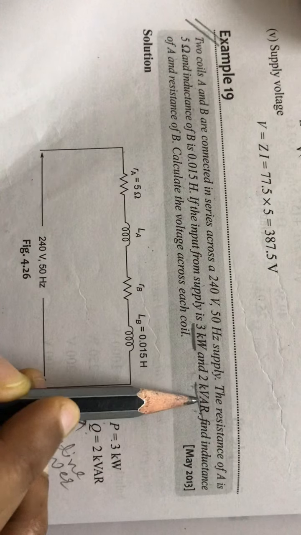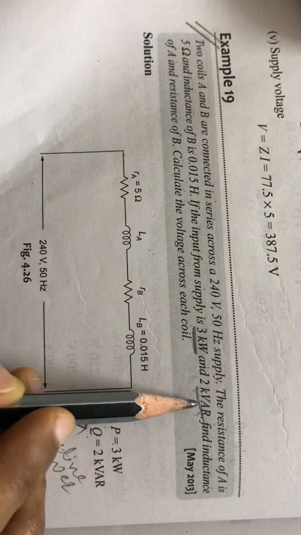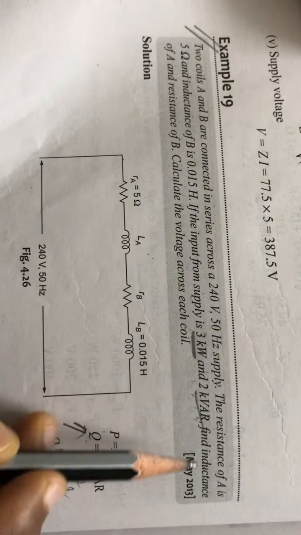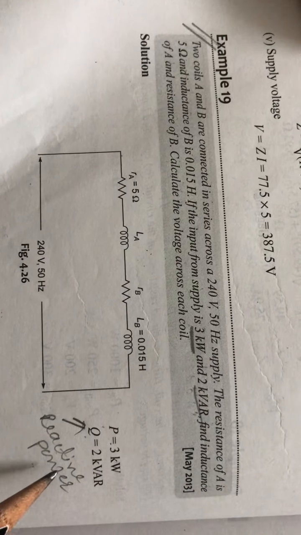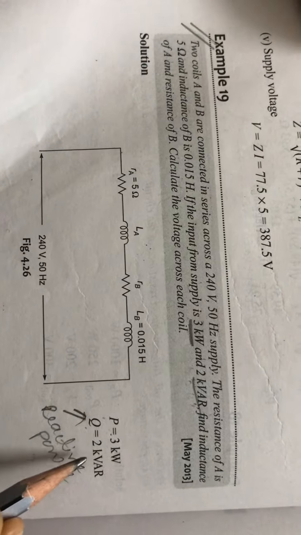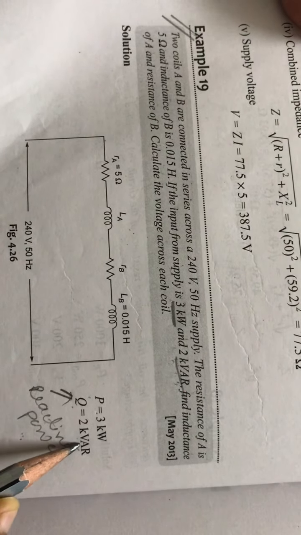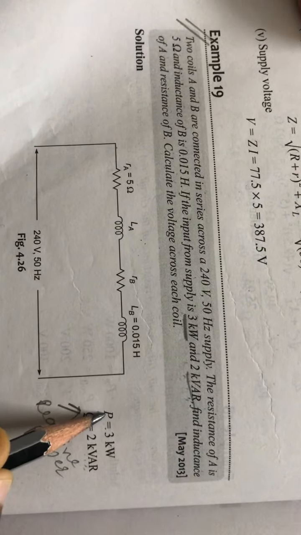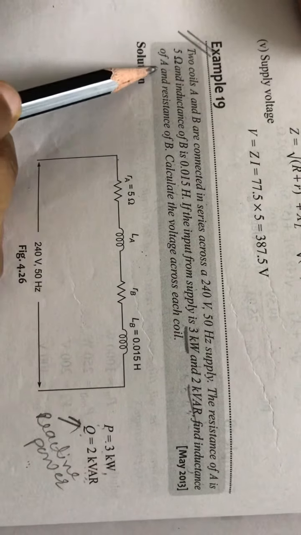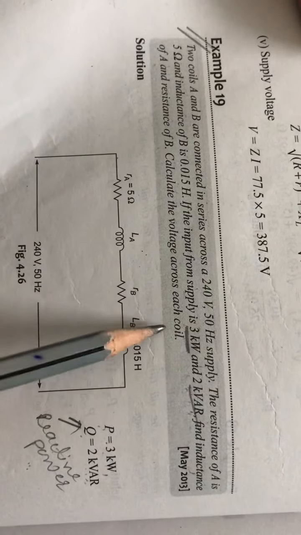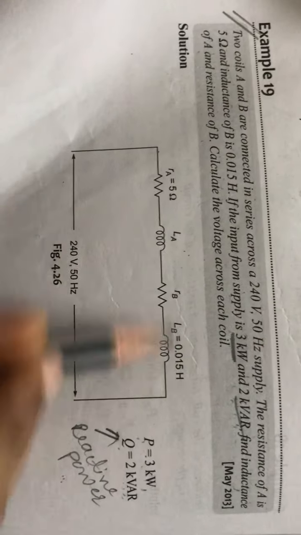Kilovolt ampere reactive is denoted by capital Q. Okay, this is known as reactive power. See, I have written here Q denoted as reactive power, and it is read as kilovolt ampere reactive. And this is P, which is the average power, 3 kilowatt. We have to find the inductance of A and the resistance of B. Calculate the voltage across each coil. Okay, see the figure here.